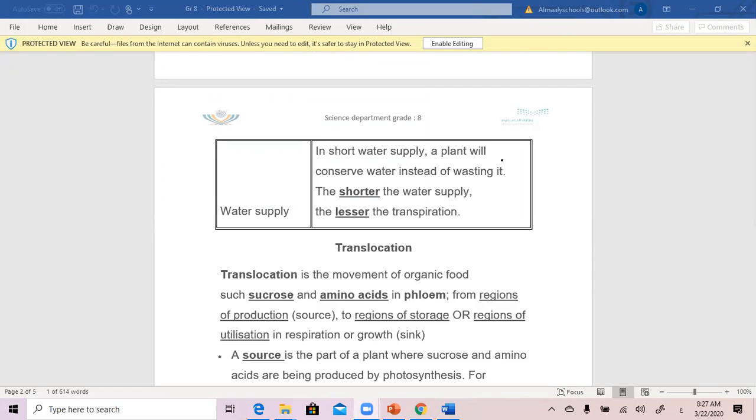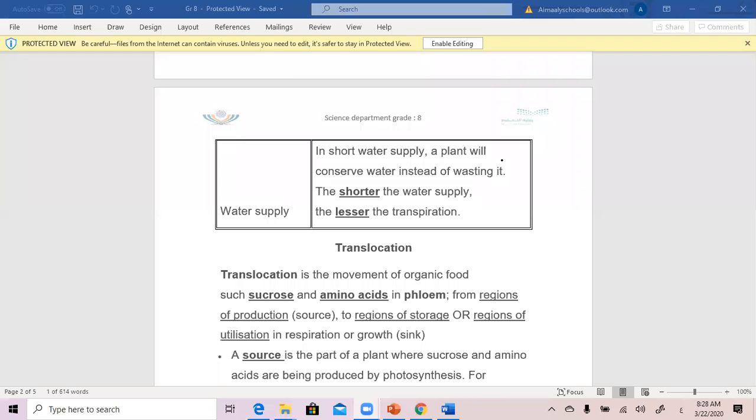Is that enough? Don't worry, thanks. I want another one. Who can raise their hand? I want all students to raise their hand. Don't be afraid, just to discuss. Hashim, what other conditions affect transpiration? Temperature, humidity, wind speed. Okay, that's enough, Hashim. Hur, what is the other condition?